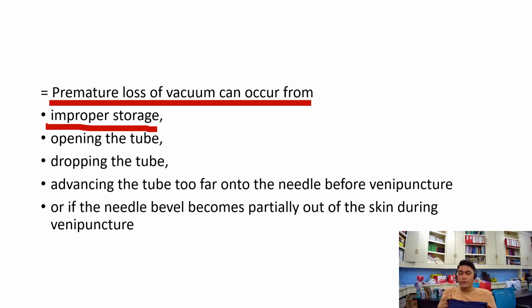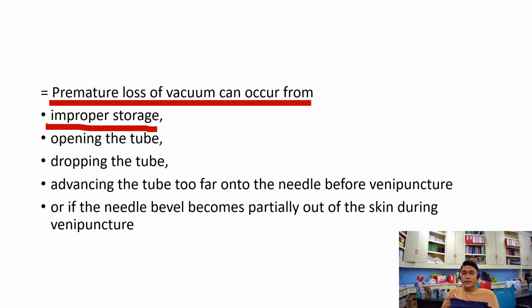Another is the opening of the tube. So if you open the tube, automatically the vacuum will be lost. Okay. Another is dropping the tube. So if it is dropped, then you cannot use that one for ETS. Maybe you can use that one for syringe method, but for ETS, it might not collect the exact volume. Okay.